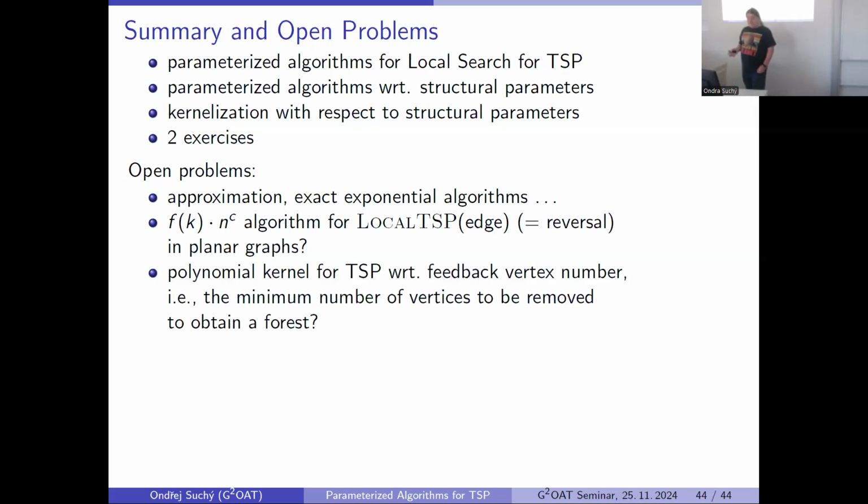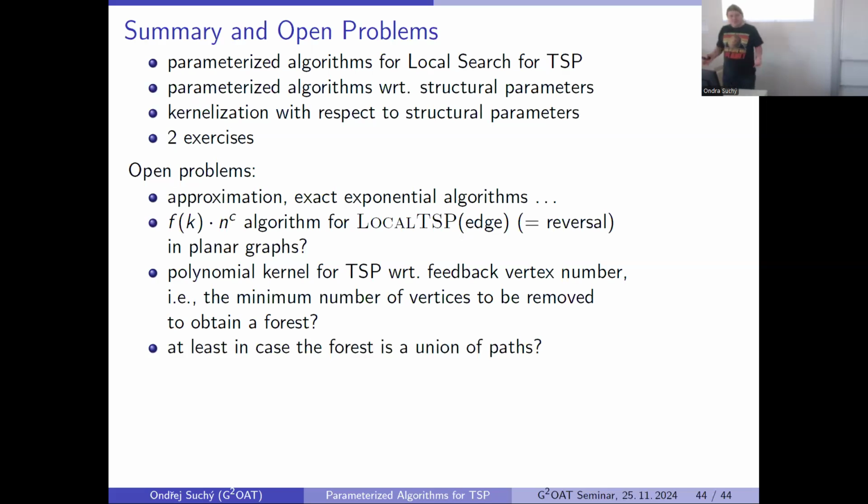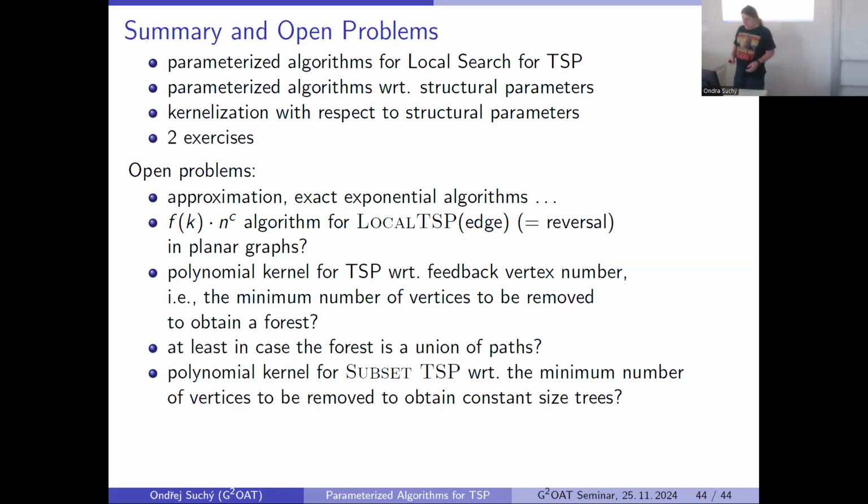We don't know whether there is a polynomial kernel for TSP with respect to feedback vertex number, which means the minimum number of vertices that you have to remove such that your resulting graph is a forest. Even in the case that the forest is a union of paths after you remove the vertices, we don't know.